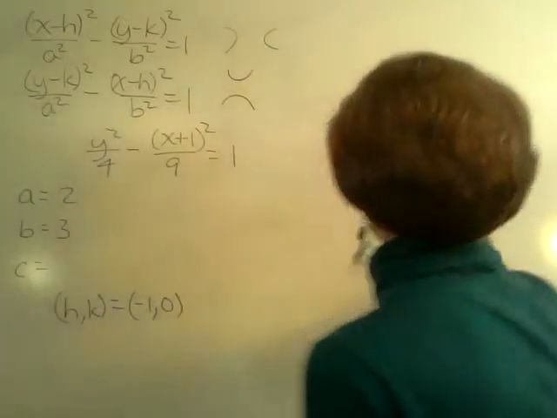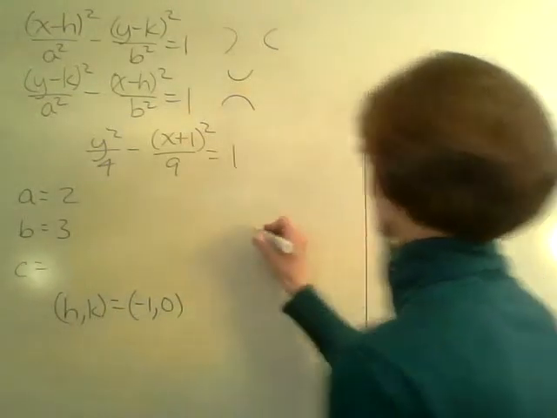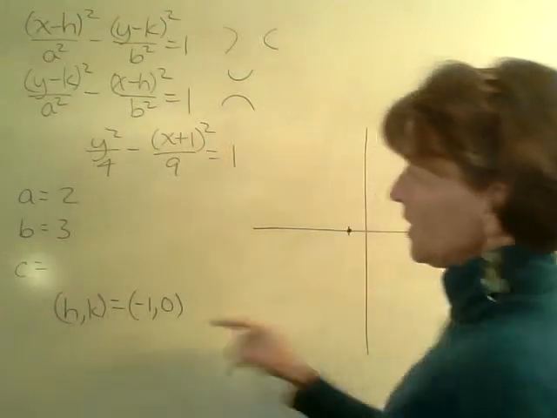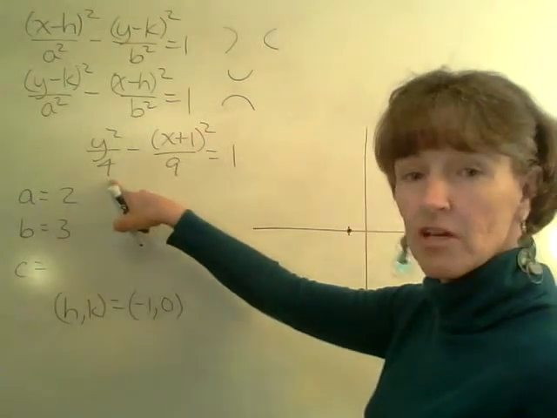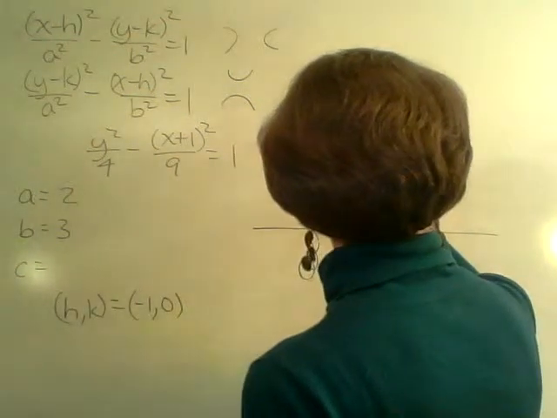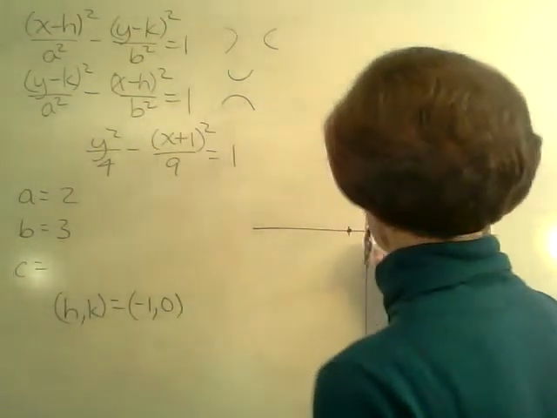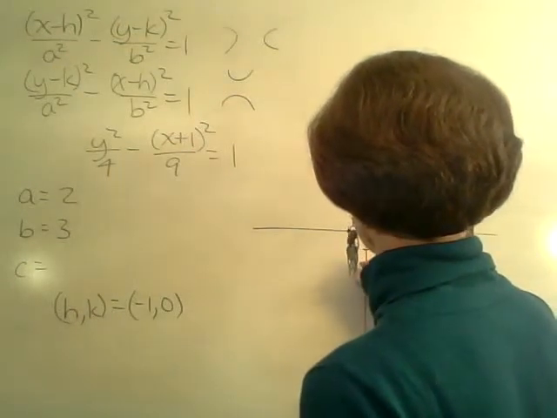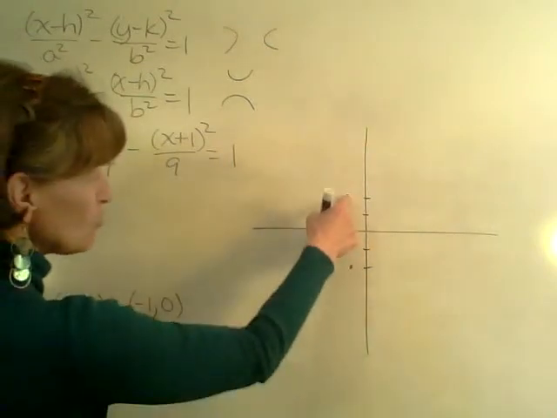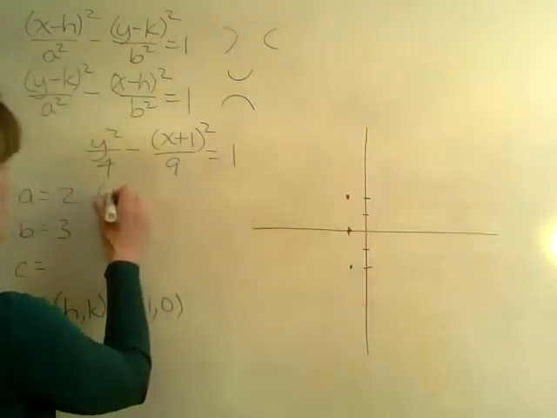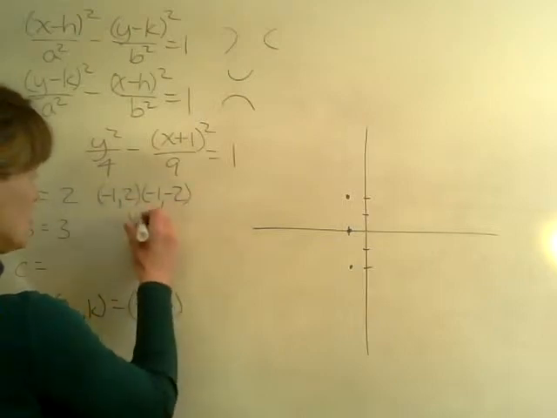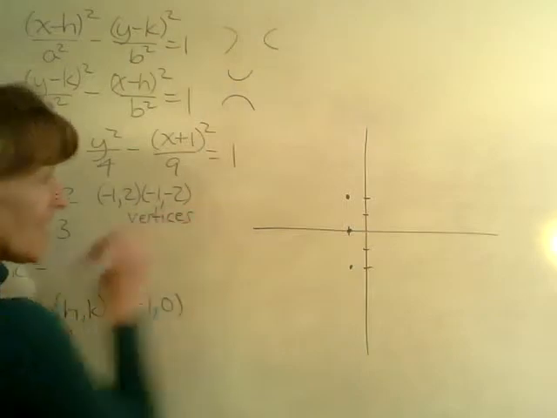All right, so let's graph this. So my center is (negative 1, 0). And a is 2, but this time it's underneath the y, so we're going to go up 2 and down 2 to get my vertices. So here's one vertex, and then down 2, here's the other vertex. So the points (negative 1, 2) and (negative 1, negative 2) are my vertices. I get those using a.